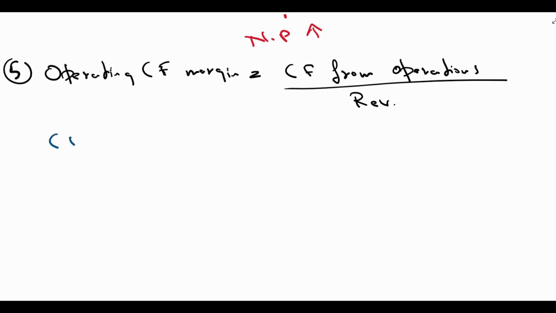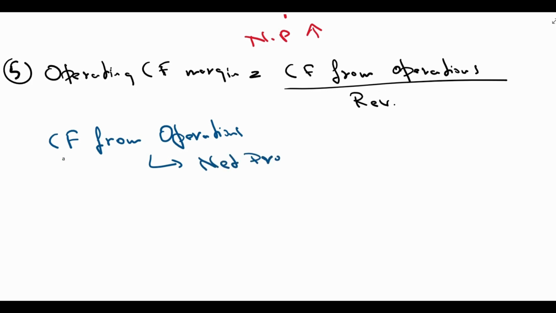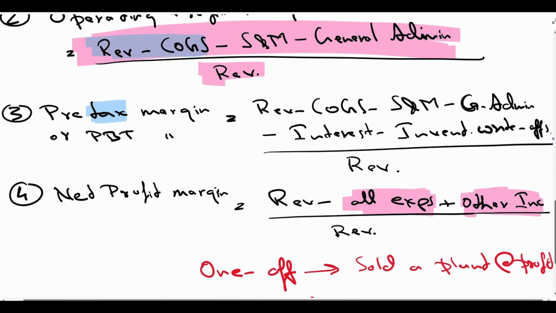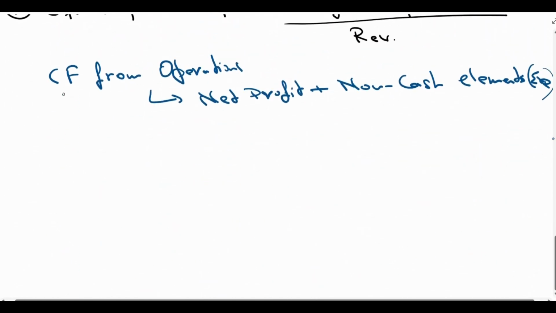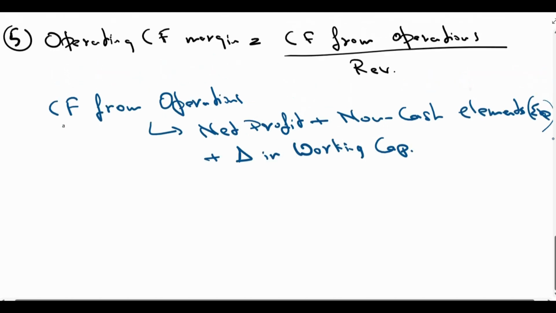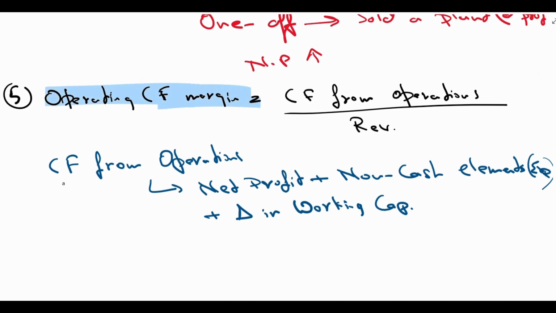Now, what is cash flow from operations? Cash flow from operations is equal to your net profit plus your non-cash elements. So you need to add back all your non-cash expenses, and you also need to add the changes in working capital. So this gives your cash flow from operations, and the operating cash flow margin will be cash flow from operations divided by revenue.